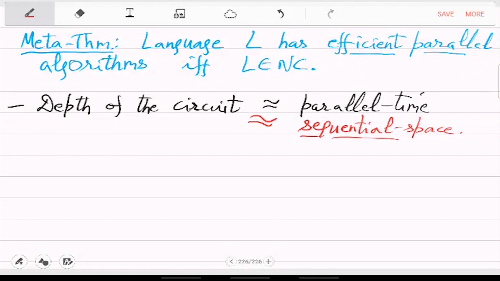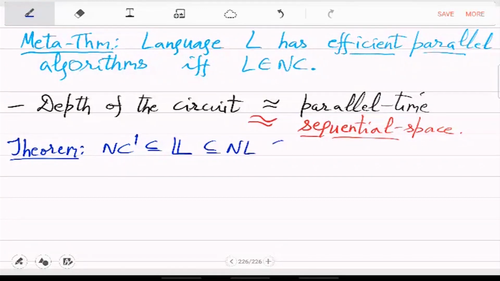Formally, what we will show is this theorem that NC1 is contained in, is simulable in log space, which you know is in NL, which actually is simulable in AC1. So why is NC1 in L? How do you show this?